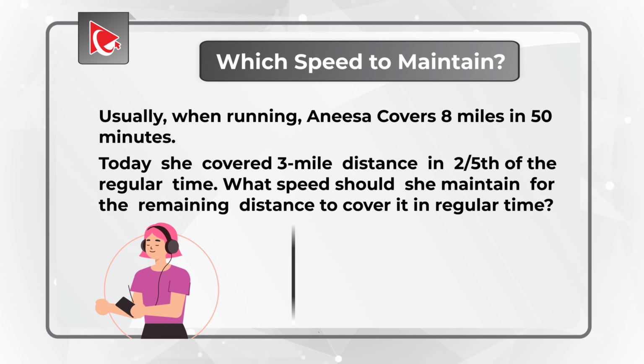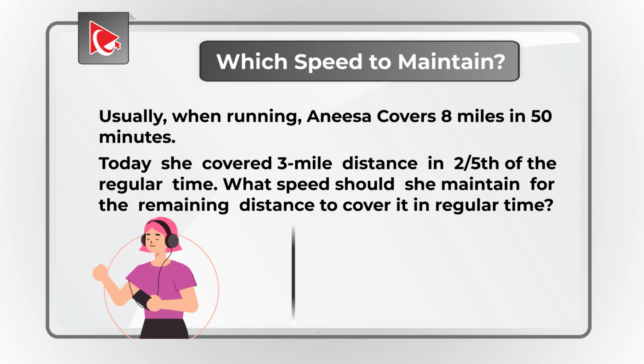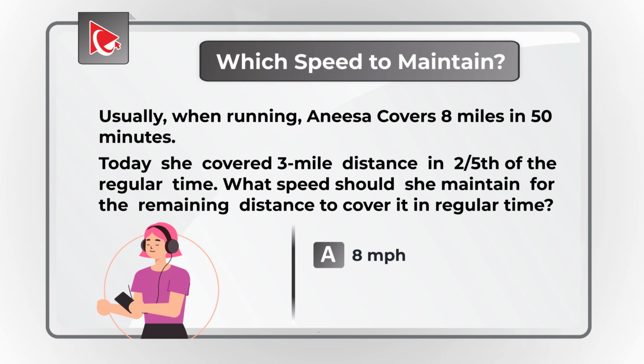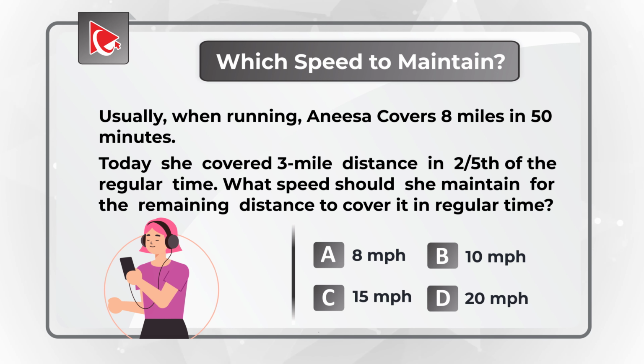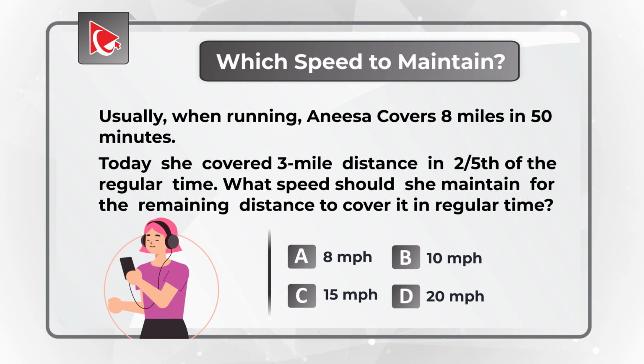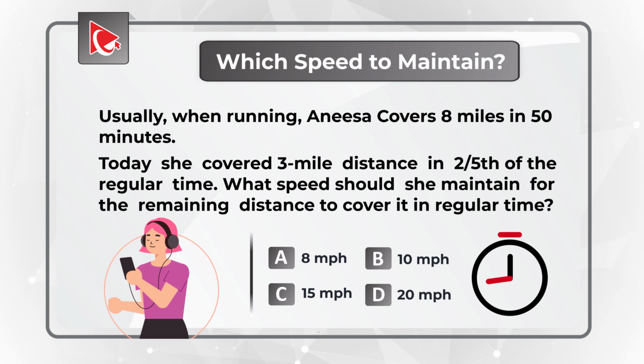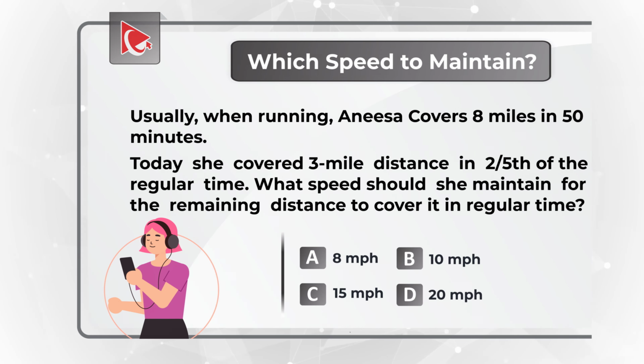And you're presented with 4 different choices to choose from. Choice A, 8 miles per hour. Choice B, 10 miles per hour. Choice C, 15 miles per hour. And then choice D, 20 miles per hour. Do you know the answer? Give yourself a little bit of time, maybe pause this video to see if you can come up with the solution.